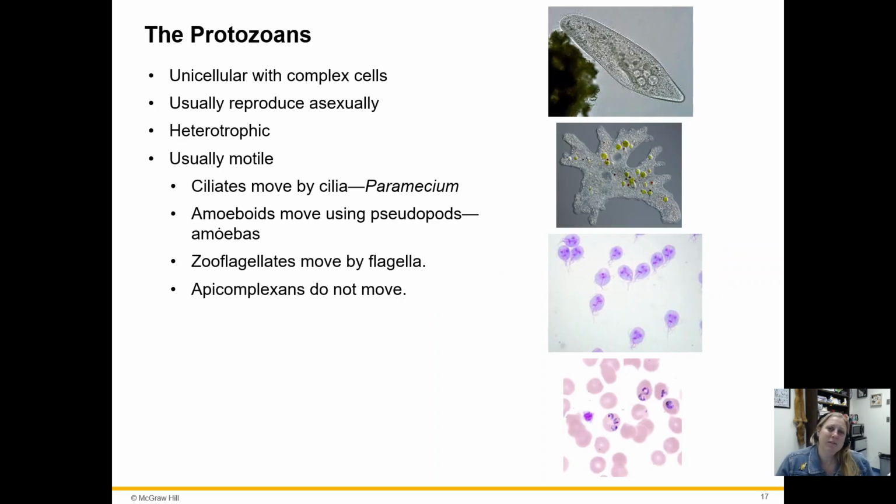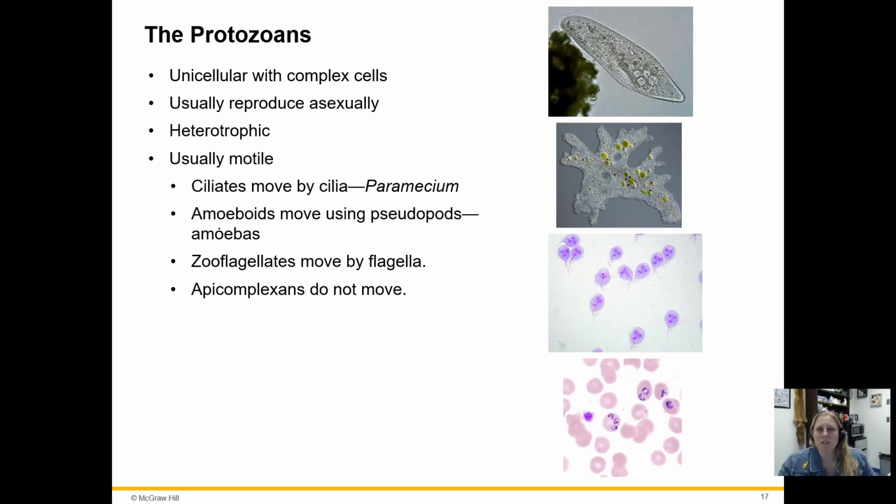Let's talk about a couple different groups here. I'm not going to talk about all of them. There's a lot of different protists, but there's some that we see commonly that we're familiar with, maybe because they cause disease or maybe because they're just relatively common. So the protozoans are a very big group, and a lot of them can cause human illness. So these guys reproduce asexually. They usually have complex cells, but they are unicellular, and they're most often heterotrophic and move in some way, shape, or form. I have 4 examples on this slide here.